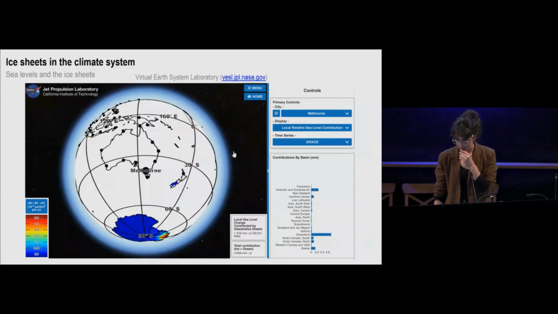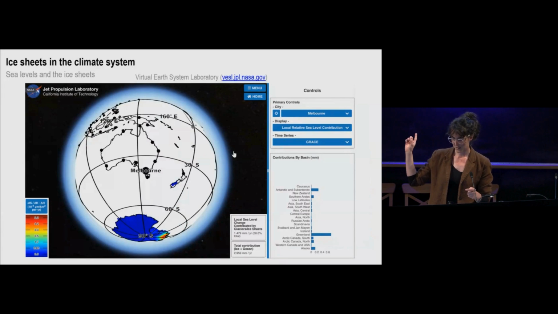And then one final thing that I think is really a great resource if you're interested for teaching. I use this as well. We now can not only see that ice sheets are causing sea level rise, but we can actually look at where we're seeing mass loss and what's driving that. And so this shows that for Melbourne over the last couple of decades, about half of our sea level rise is coming from ice sheets and glaciers.